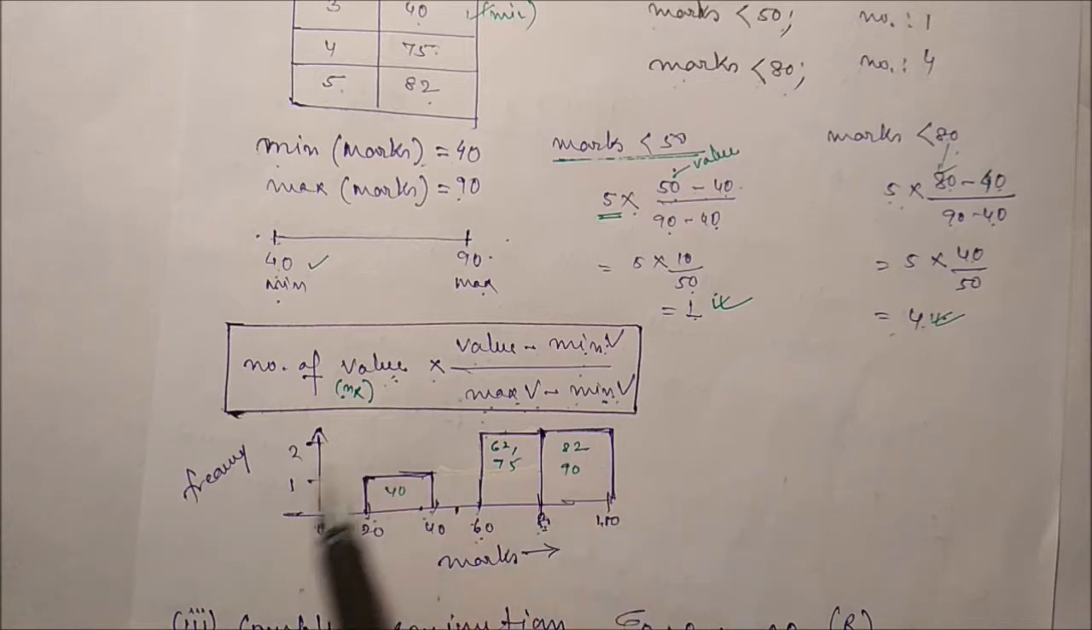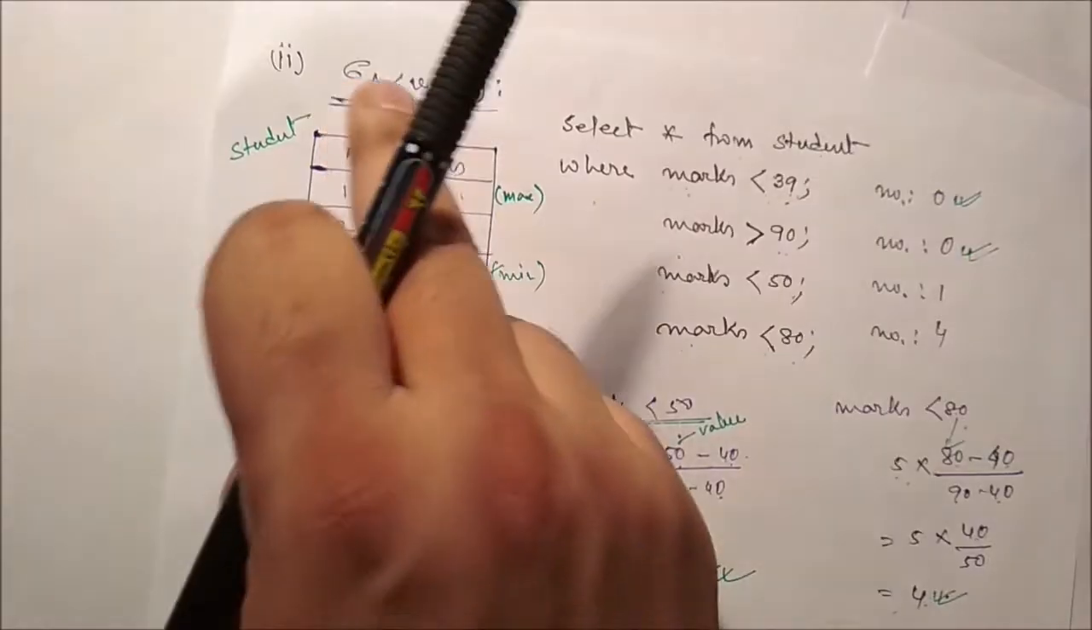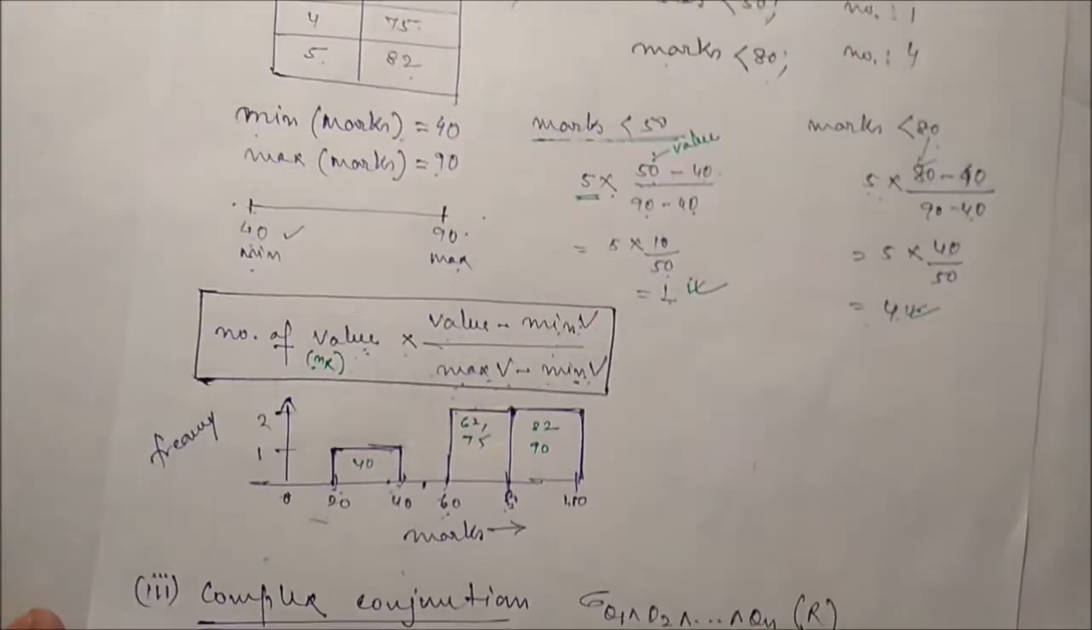So from this particular histogram, definitely we can estimate the number of records of this particular selection if you use the less than, less than or equal to, or greater than or equal to operation.